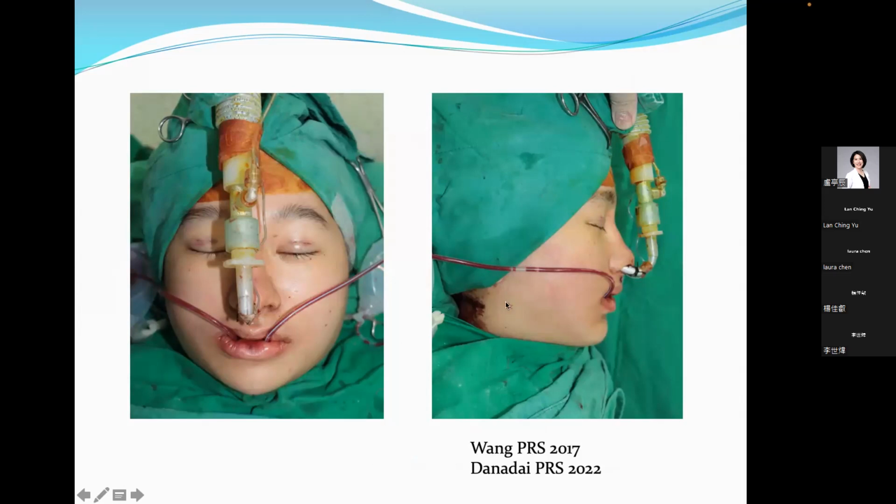I do a small puncture because I need a transcortical screw to fix the bone graft. And we published with our dentist, Dr. Wang, on PRS 2017, showing that simultaneous fat injection in facial asymmetry will improve the lower facial profile index. And Dr. Denadai in PRS 2022 showed that simultaneous medial cheek fat injection will augment the medial cheek, and the patient will look younger and more beautiful.